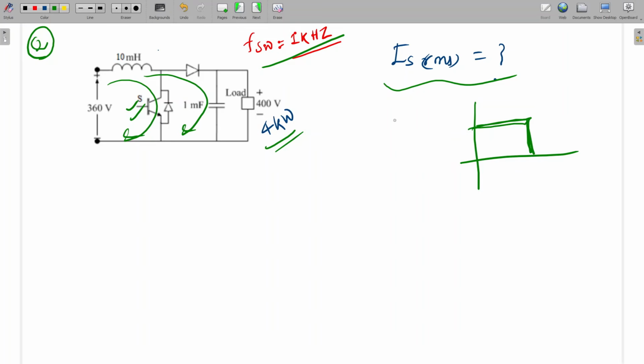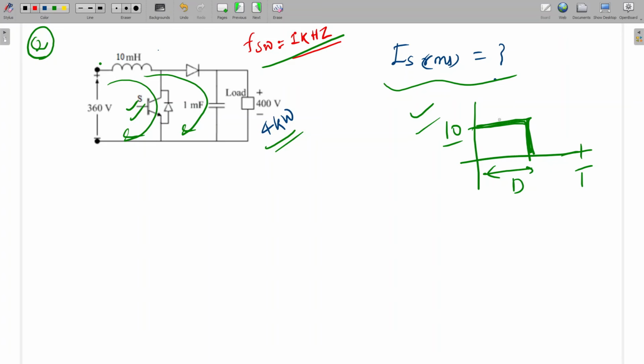If the ripple in the inductor is low, then we can say the source current, let's say 10 ampere of source current, and the inductor current ripple is very minimal, as the question says. So this is 0, some duty ratio value D will be there, and this is the total time period. So directly we can calculate the RMS like this.